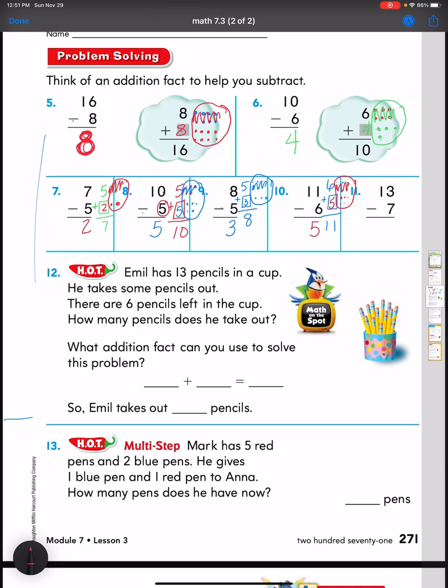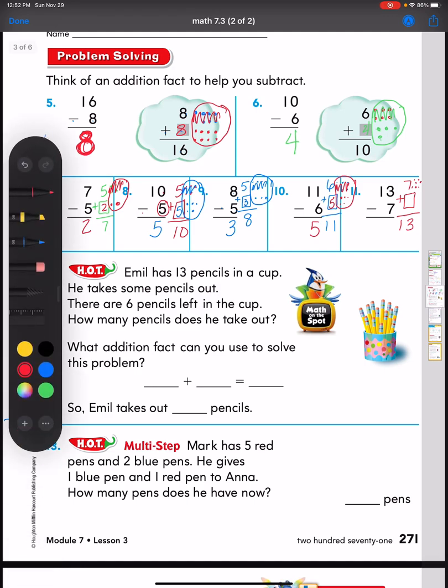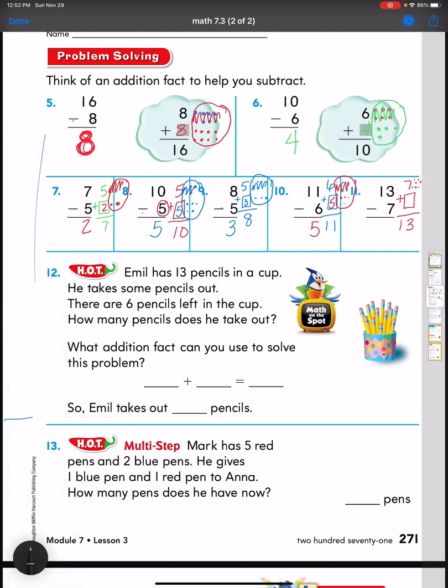Number 11, 13 minus 7. How can I use addition to solve this? I can say 7 plus what will equal 13. So hopefully it lets me write. So 1, 2, 3, oops, not gonna let me. 3, 4, 5, 6, 7. And I'm going to keep going till I get to 13. So there's 8, 9, 10, 11, 12, 13.